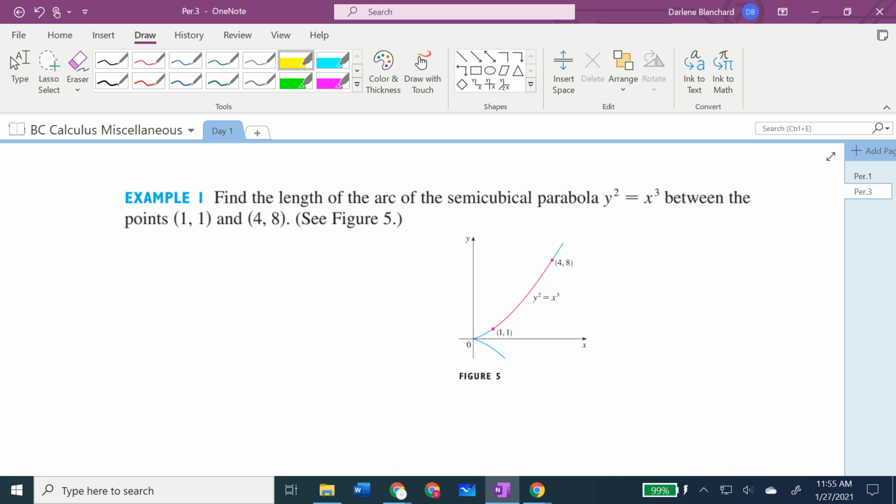But I've got to point out the fun word. I love these words. Semi-cubical parabola. Oh, math comes up with some of the best words.